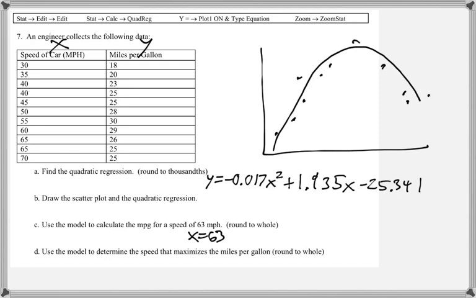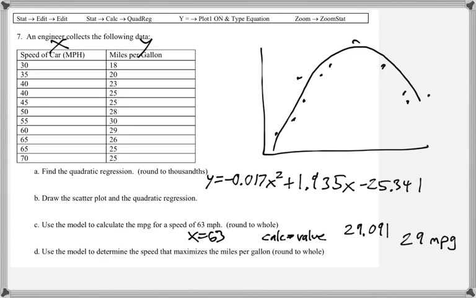So if I want to use the calculator to help me out, I could do the calc value command. So second calc value, and type in 63, and then I get 29.091, and I'm going to round that to the nearest whole number, so 29 mpg.